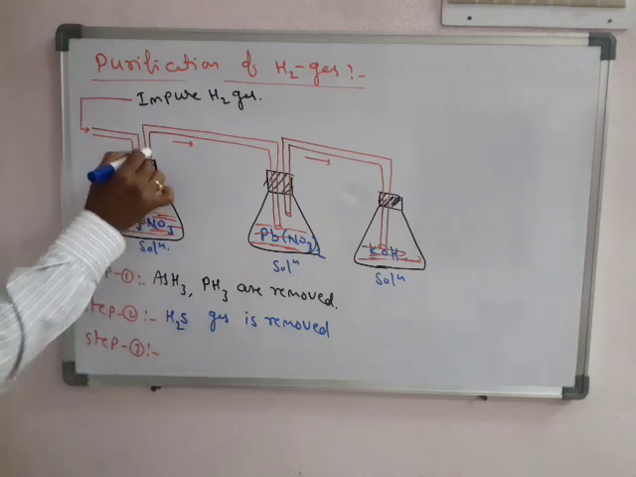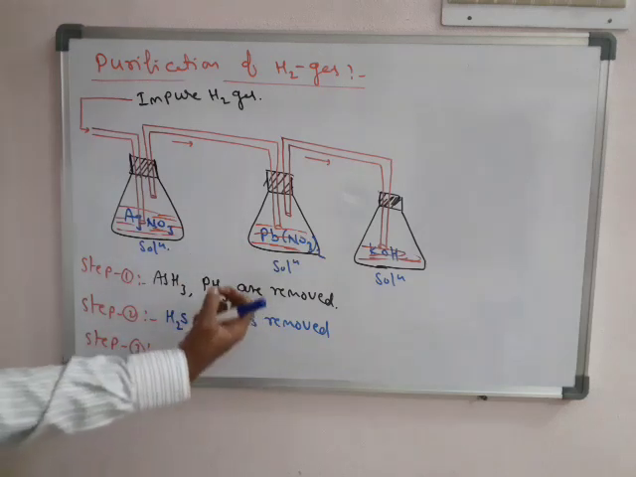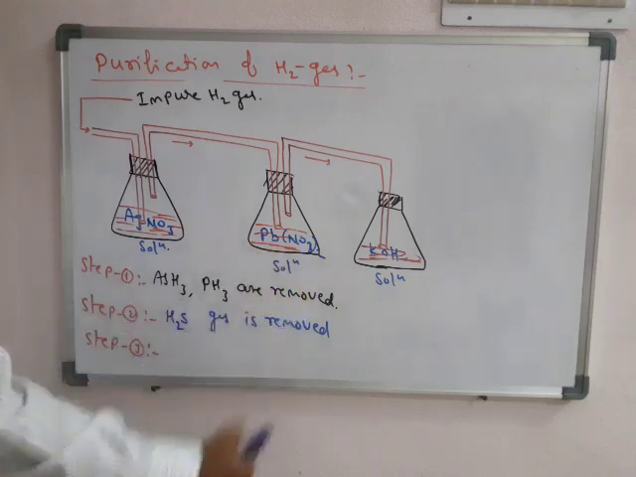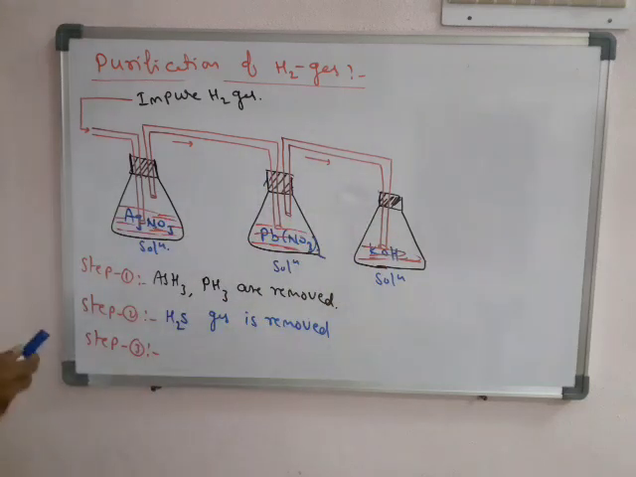So the remaining H2 gas went to the second chamber. Here H2S gas is absorbed. Absorbed means removed here; lead nitrate caught it. Okay, next the remaining gas goes into KOH solution. This is what we call step 3. So here the oxides are removed.